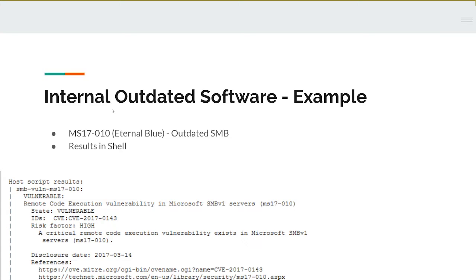So, internal outdated software. EternalBlue, as an example. Here is an Nmap example, just showing you that it's vulnerable. But this is a critical, because it will result in you having a shell most of the time.